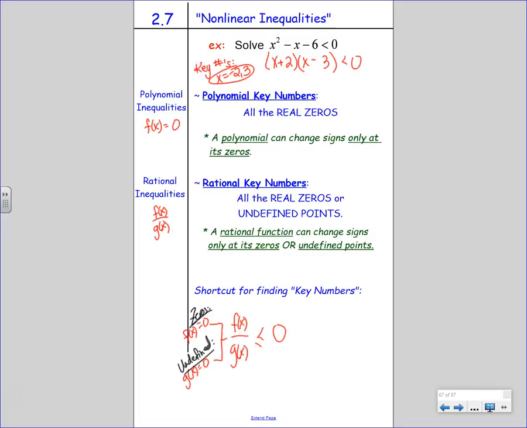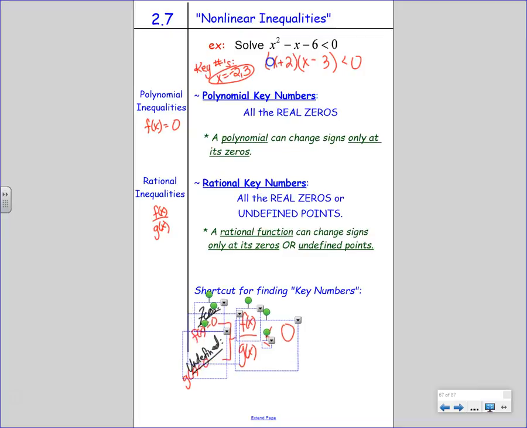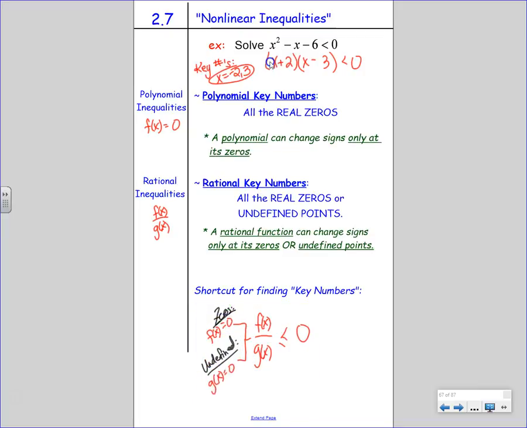Give you guys a couple more seconds. This whole page just says, you know what? The first thing you're supposed to do is find key numbers, and here's who or what they are. Find the zeros. Polynomials, all the zeros of the polynomial. Rational, the zeros at the top and the bottom. Now what do we do with those key numbers? That's what the next page is for.